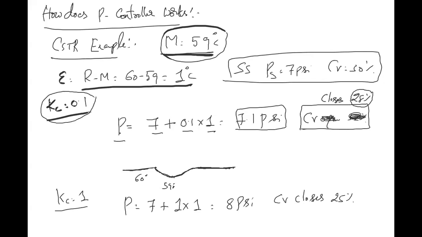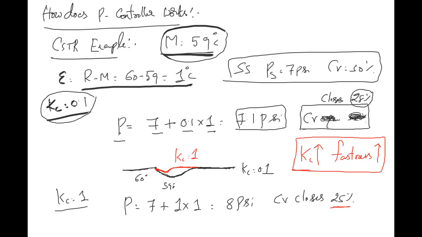Now where will the response be faster? Now this is Kc equal to 0.1. See here, the system comes to steady state early when your valve opening is 25%. That means the system's response is fast. When Kc equal to 1, the system response is fast. So what I wanted to conclude here is, when Kc increases, the fastness of the system also increases.